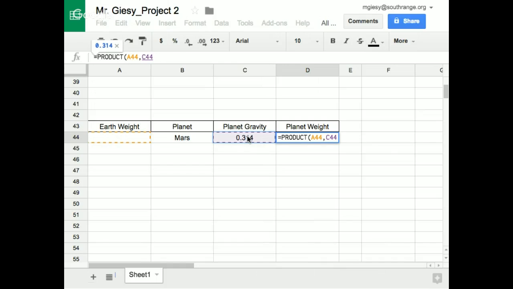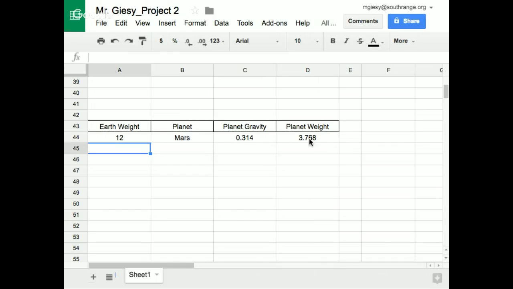Click there, and you see the Earth's weight is cell A44. It's going to multiply cell C44, and that's for me. It might not be for you. And then I'm going to put the parenthesis on it, and I'm going to hit enter. And right here, it just shows what the planet gravity is. So if this basket weighs 12 pounds on Earth, I'm going to put 12, enter. It'll weigh 3.76 pounds on Mars.